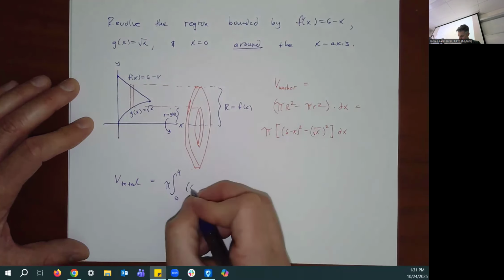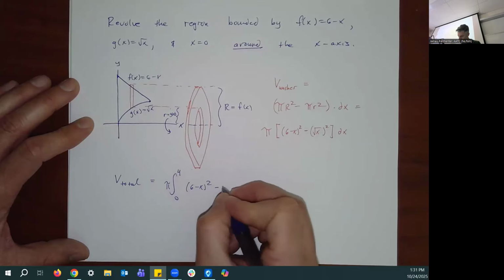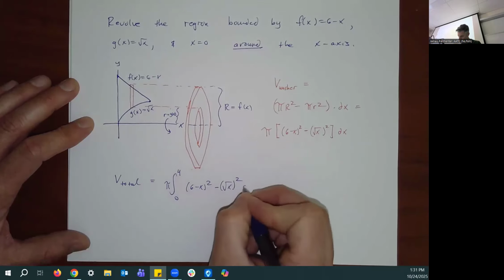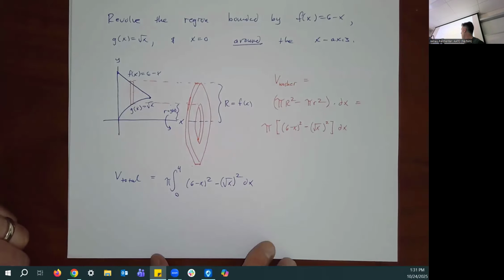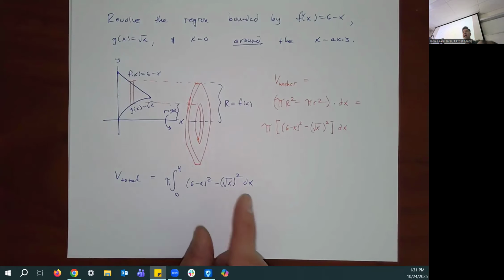We've got the integral of (6 minus x squared) squared minus the square root of x squared, dx. And I would say that if you were just asked to set up a problem like this, you should probably write it like this. And what I mean is you shouldn't simplify it at all.